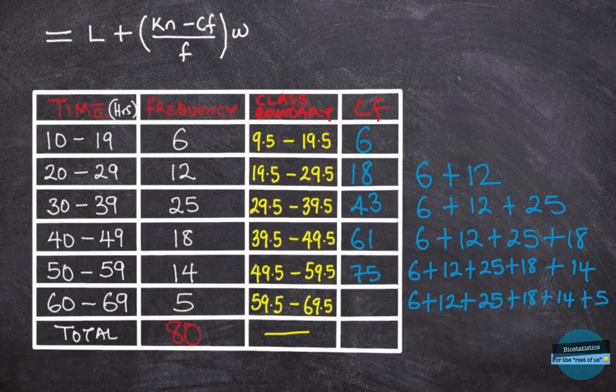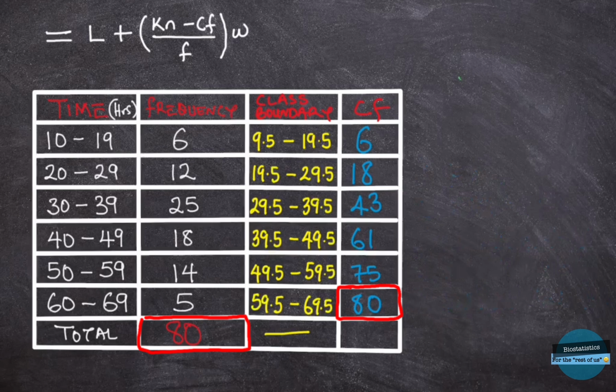Remember, as a check, the cumulative frequency of the last class must be the same as the total frequency of the observations that you have. Then you'll be sure that you're doing the correct thing. So you can see our total frequency was 80 and our last cumulative frequency is also 80.